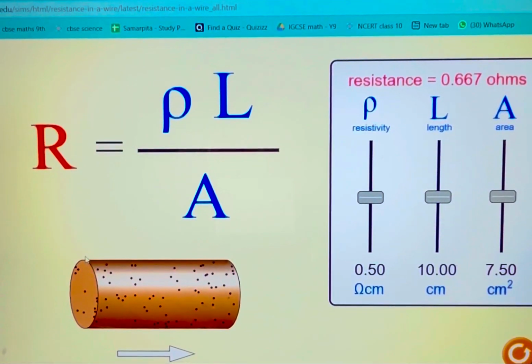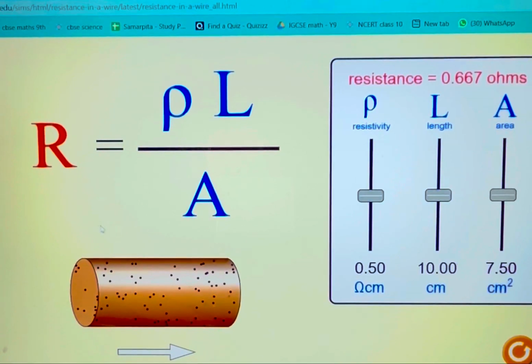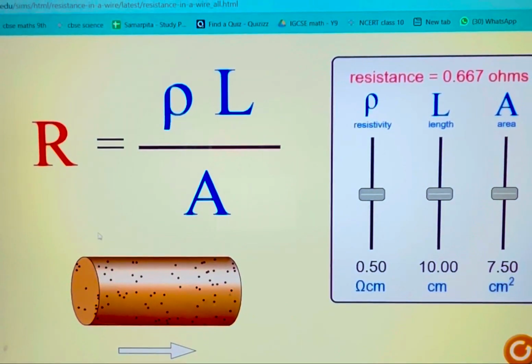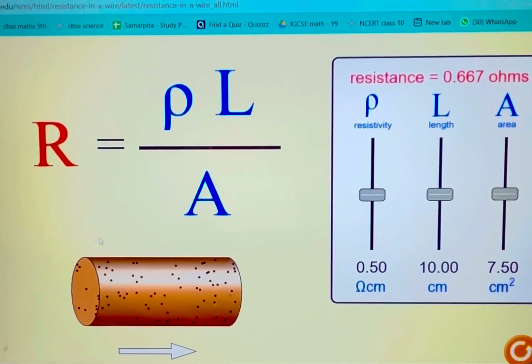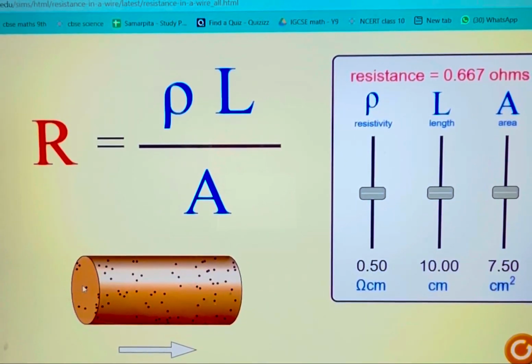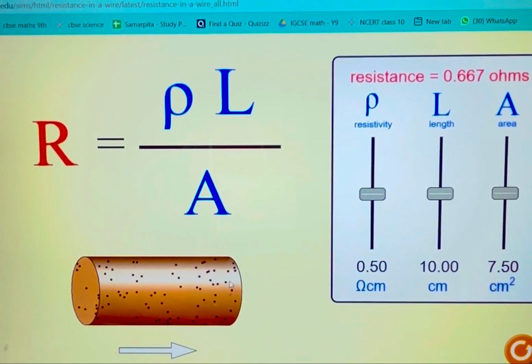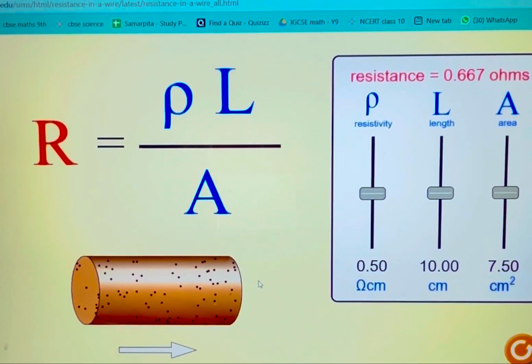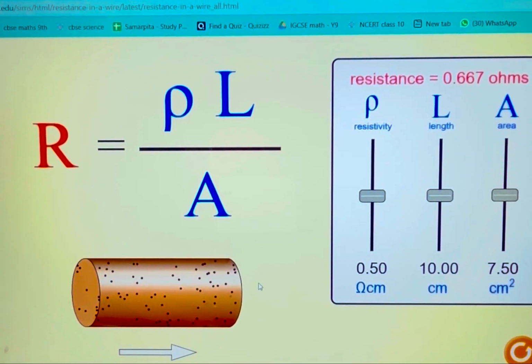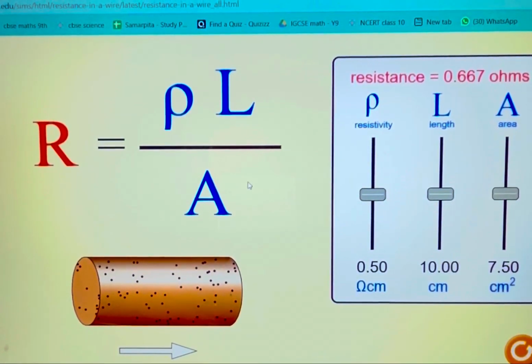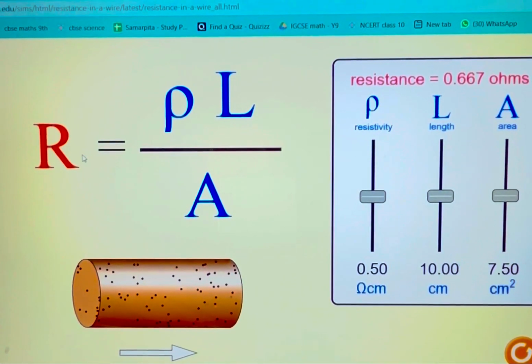Whereas if you take a thicker wire, this can be considered as a lane which is broader, so the electron would quickly travel from one end to another end without facing a lot of collision. So the more the area, the less will be the resistance.